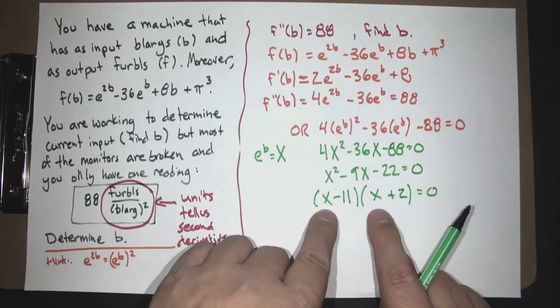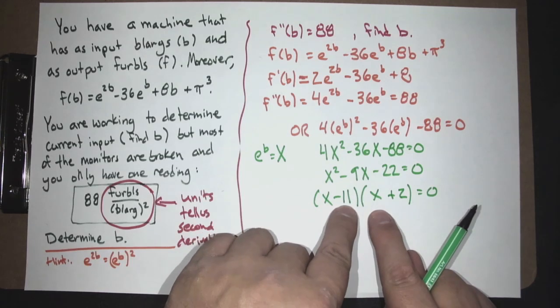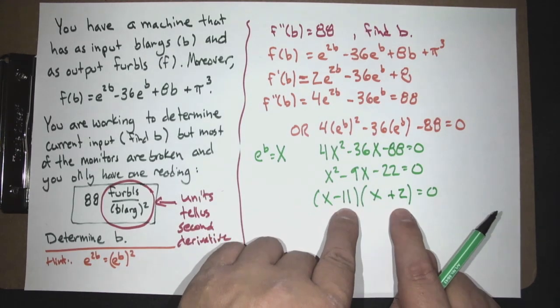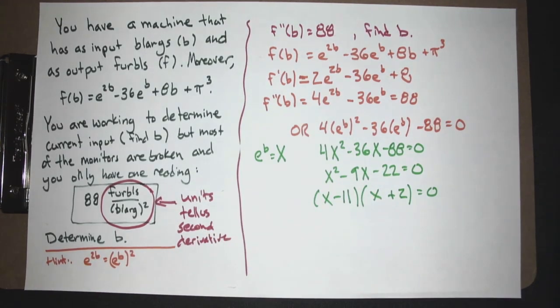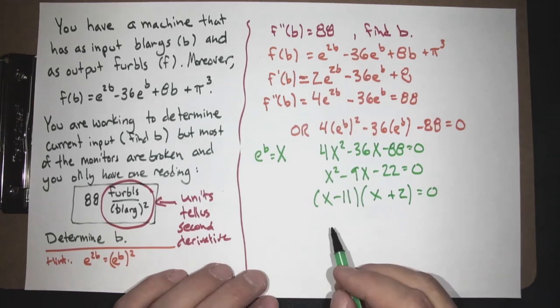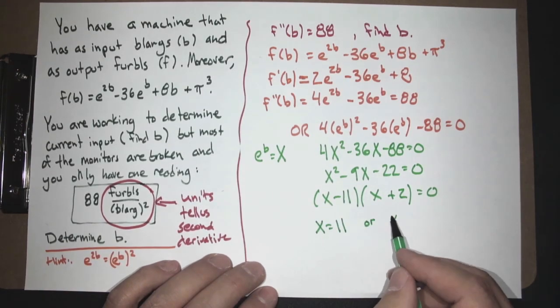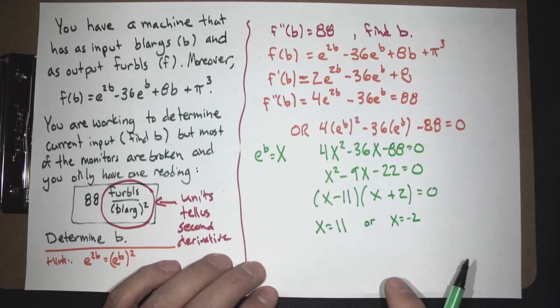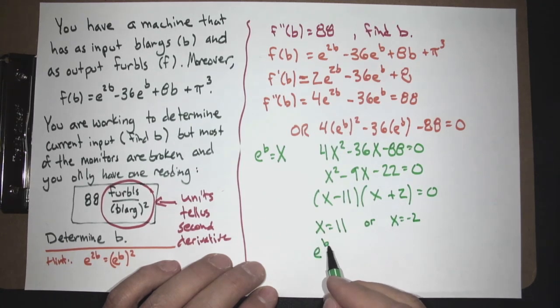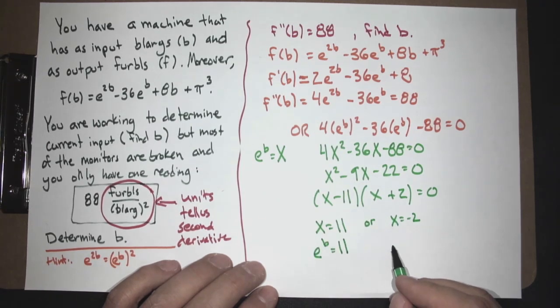Let's check. X squared, good. 2x minus 11x, all right. And minus 22. Okay, so we've got 2 answers. X is 11, or x is negative 2. But wait, remember, x was a name. So we put back what the name is. E to the b is 11, or e to the b is negative 2.